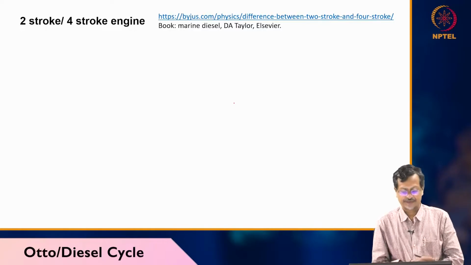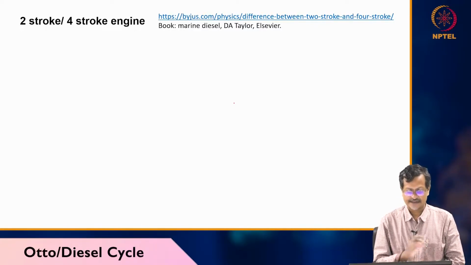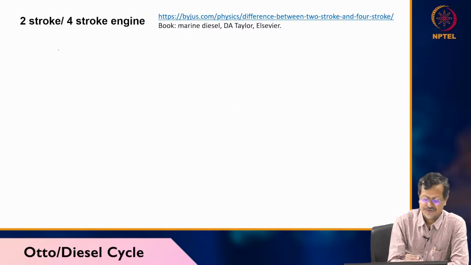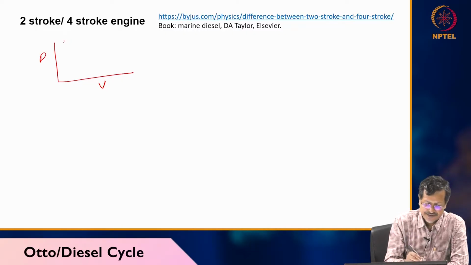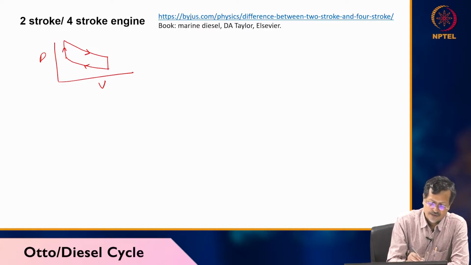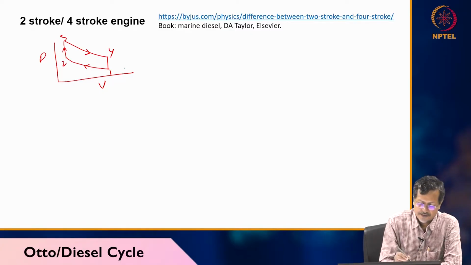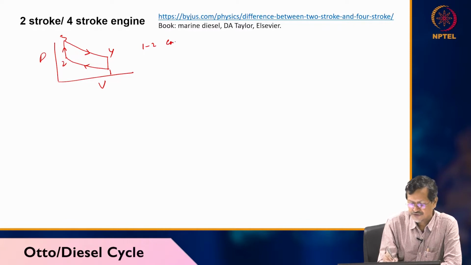So, before we discuss the Otto cycle, diesel cycle or different types of cycles, we have to know about the two-stroke engine and four-stroke engine. Okay. So first you see the PV diagram. In the previous lecture we discussed one compression stroke, one expansion stroke, the arrow direction will be opposite, and one combustion will be happening. So, 1, 2, 3, 4. Okay. So, 1 to 2 is compression.